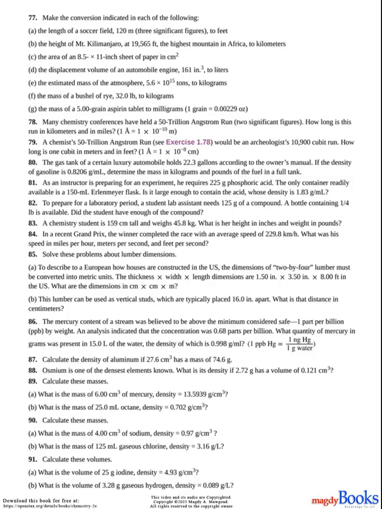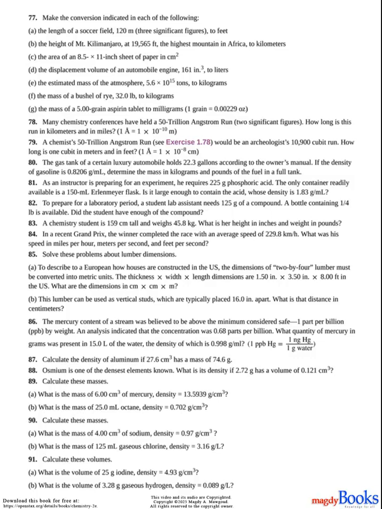78. Many chemistry conferences have held a 50 trillion angstrom run, 2 significant figures. How long is this run in kilometers and in miles? 1 angstrom equals 1 × 10^-10 meter. 79. A chemist's 50 trillion angstrom run, see exercise 1.78, would be an archaeologist's 10,900 cubit run. How long is 1 cubit in meters and in feet? 1 angstrom equals 1 × 10^-8 centimeter.